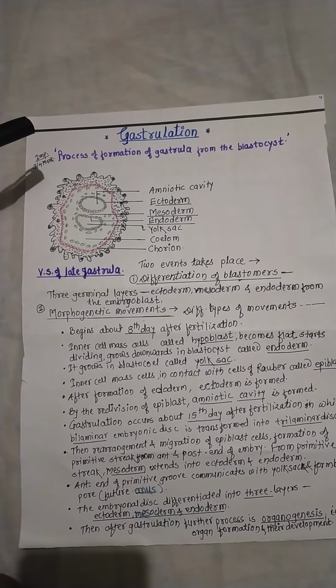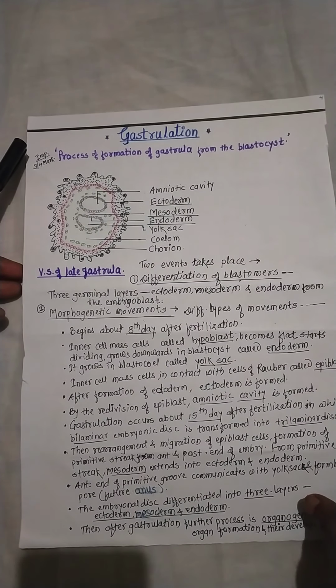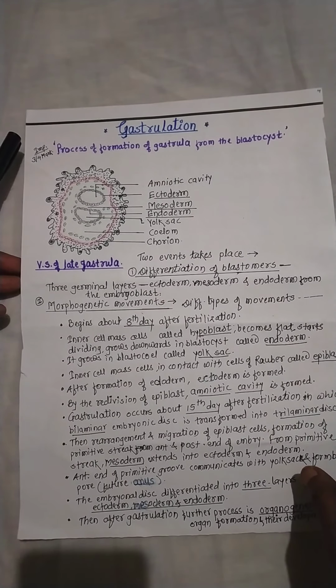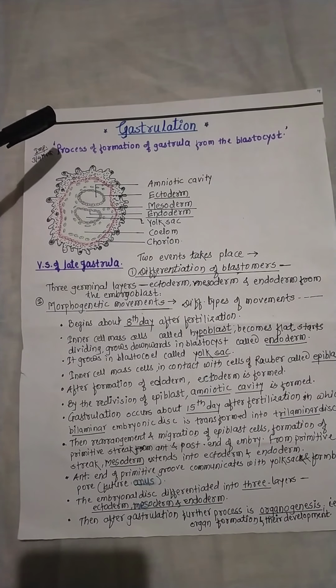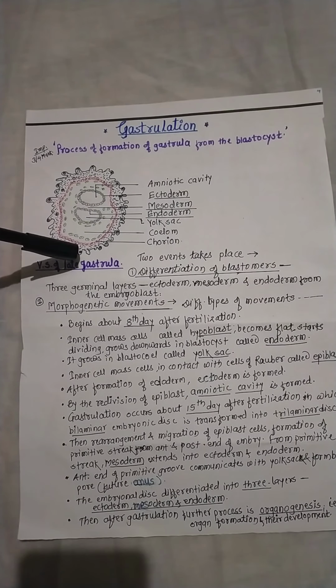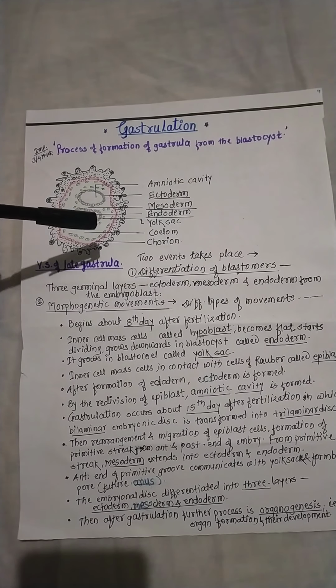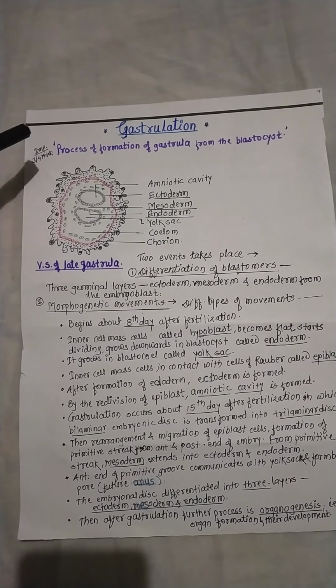Last time we completed the blastula formation. In the blastocyst, different types of cells are formed: trophoblast cells and inner cell mass cells. So there is division as well as reformation of the cells, and formation of the gastrula takes place. The gastrula is the structure formed from the blastula. There are two different events that take place in gastrula formation.